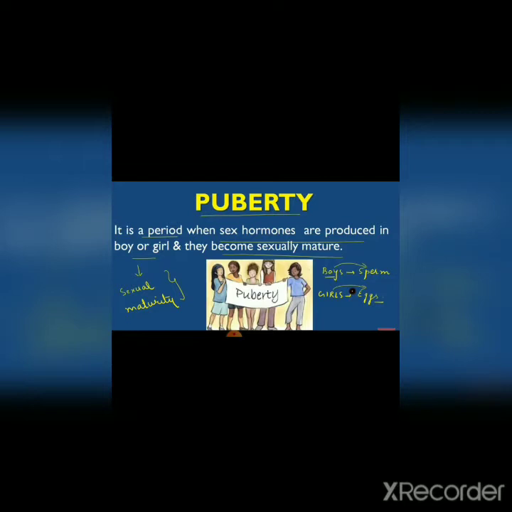That means sexual maturity, that means in boys, as we have already learned in the chapter on reproduction in animals, under sexual reproduction, that in boys the gametes are created, named sperm, and in girls eggs are produced in the ovary. So these are the sexual maturity period.